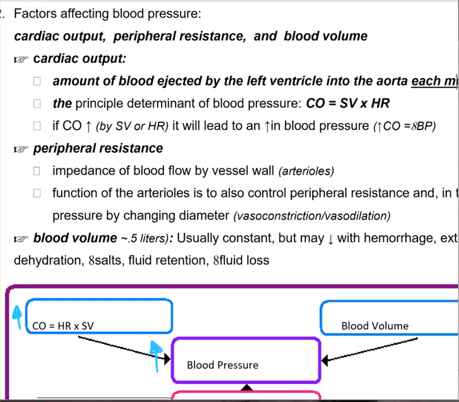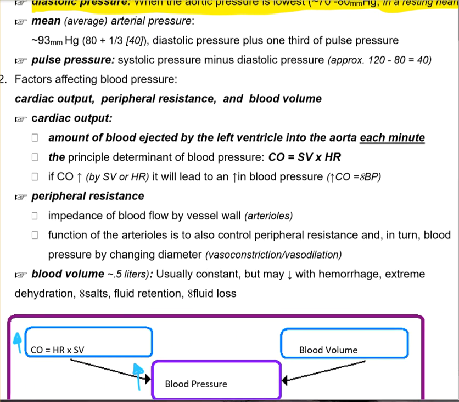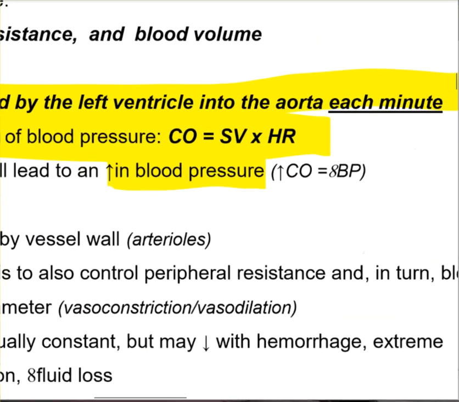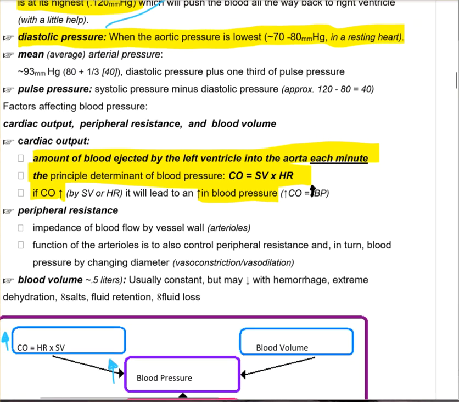Okay? So remember, cardiac output is the amount of blood ejected by the left ventricle into the aorta each minute. And you can also say right ventricle. It doesn't matter. We're using left most of the time. And so that's the equation. If cardiac output goes up, blood pressure goes up. I don't know why, but that arrow worked and this one didn't. So if cardiac output goes up, blood pressure goes up. That's what we just said.